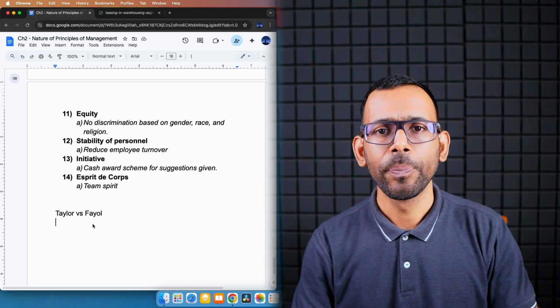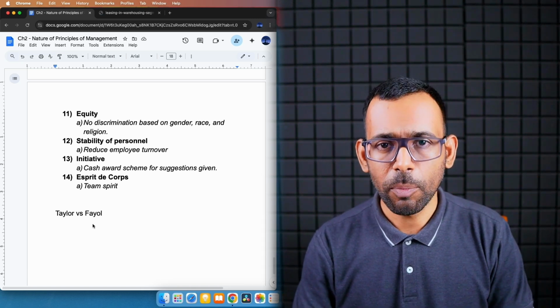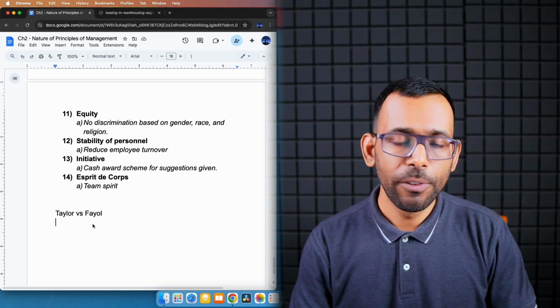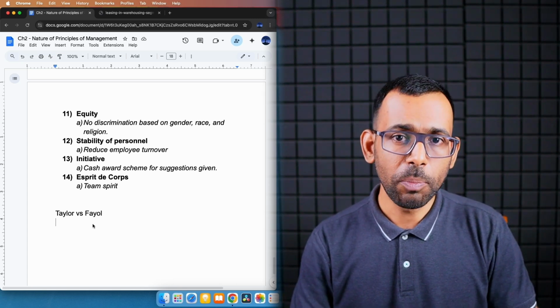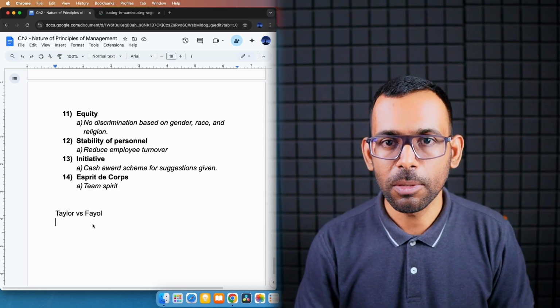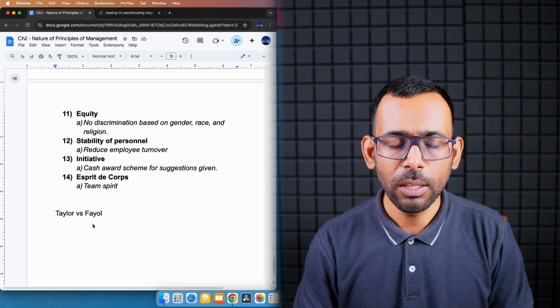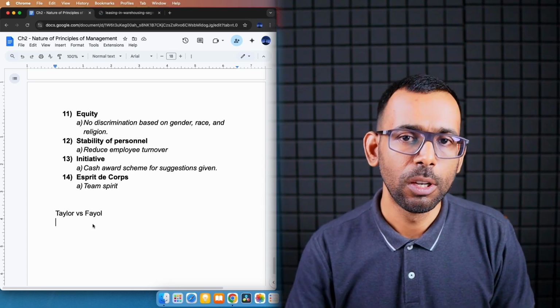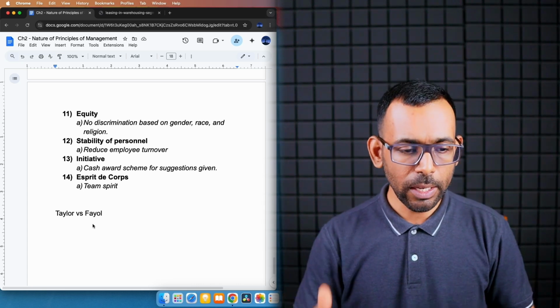And the next thing is, Taylor was a scientist by profession. He was more of a science guy. He will do a lot of trial and error. Fayol is like a theorist. He doesn't practice anything, but he's a theorist. Okay, he says that I have come up with 14 management principles. Everything is in theory, but again, the application of it will depend upon situation to situation. So that's this entire second chapter.